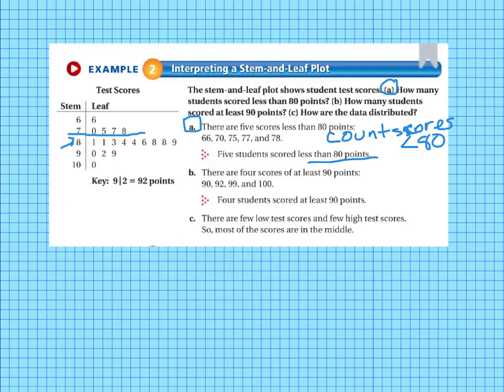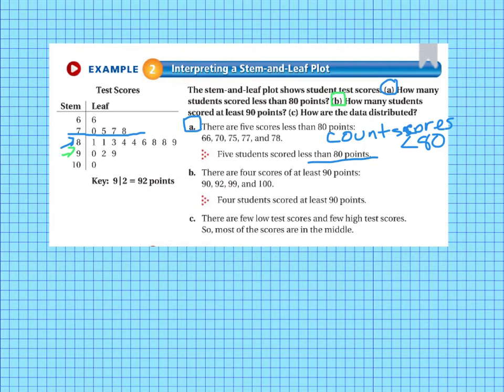Now let's move on to 2B. It says how many students scored at least 90 points. So we want to look at all the scores that are in the 90s and the hundreds. So we have 3 scores in the 90s and 1 score that is 100.